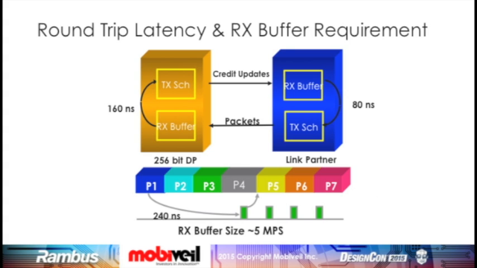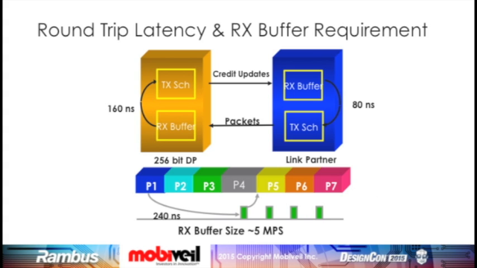And this is what is shown here. Suppose on the left side is your design, which has 160 nanoseconds, and the right side is your link partner which is trying to push packets. It is pushing the packet, and then it is your implementation's responsibility to give the credit back to the transmitter so that you can see back-to-back packets. Which means the round trip latency is 160 plus 80 nanoseconds, assuming the link partner is pretty good, 240 nanoseconds. So you can see that you need at least 5 packets in your receive buffer, because the credit update is going to take close to 240 nanoseconds.